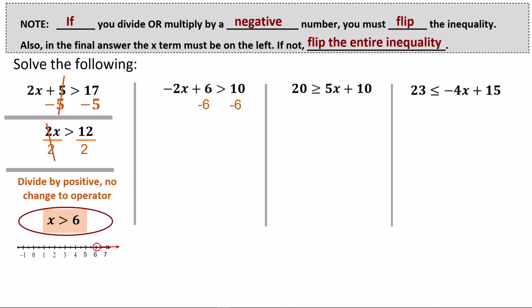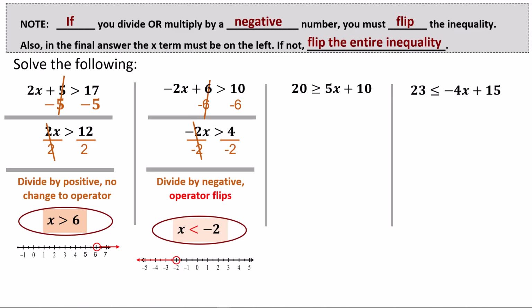In this next one, negative 2x plus 6 greater than 10. First, subtract 6 from both sides. We have negative 2x greater than 4. Divide both sides by negative 2. We flip the operator because we divided by negative.